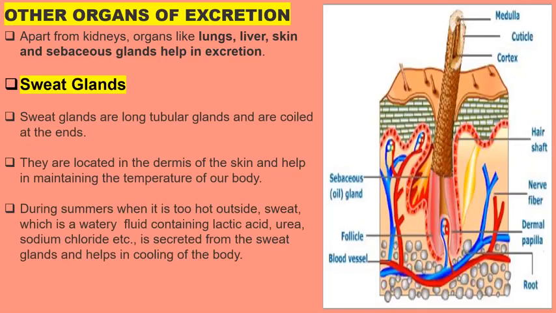Let's talk about sweat glands. Sweat glands are long tubular glands and are coiled at the ends. They are located in the dermis of the skin and help in maintaining the temperature of our body. During summers, when it is too hot inside our body, sweat, which is a watery fluid containing lactic acid, urea, sodium chloride, etc., is secreted from the sweat glands and helps in cooling of the body.